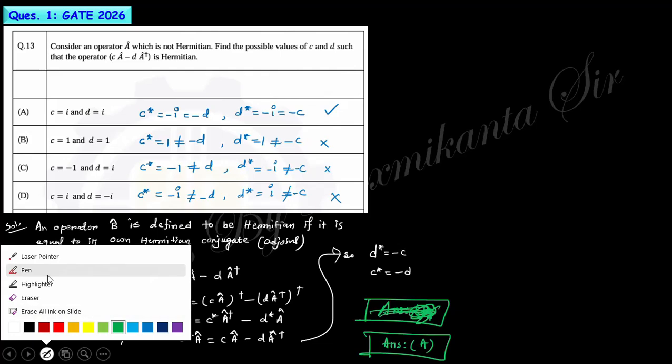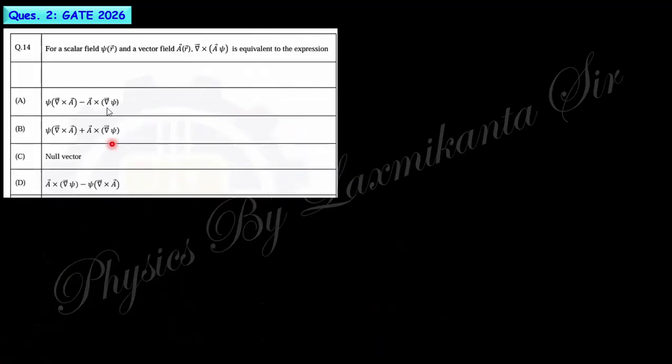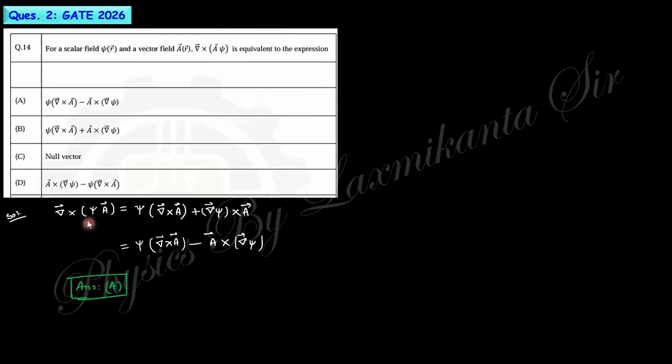Next question. For a scalar field psi of r and a vector field A, this is the vector identity: curl of psi A. Psi is the scalar, A is the vector. This will be psi curl of A plus grad psi cross A. If you interchange this cross product, there will be a minus. So this satisfies option A, which is the correct answer of this question.